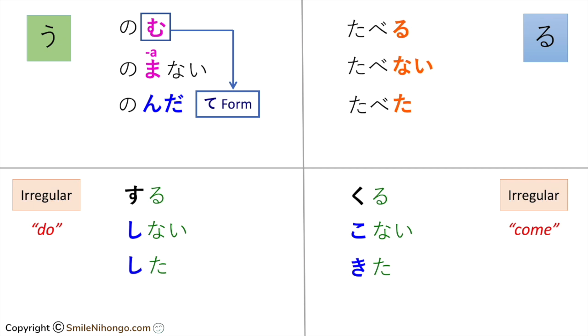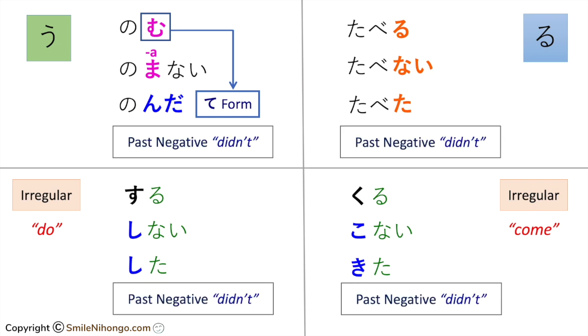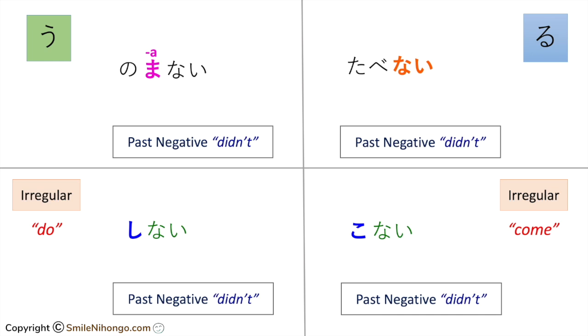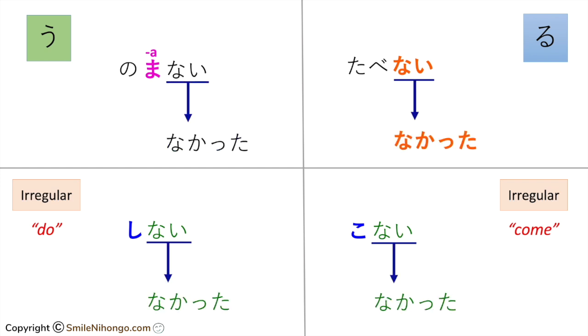So now we have covered this much for each verb group. Do, don't, and did. Now, let's cover how to say didn't, the past negative for plain verbs. This one is simple and the verb group doesn't matter for past negative, okay? All you have to do is to change the ending ない in the negative form for all verb groups into なかった. That's it.